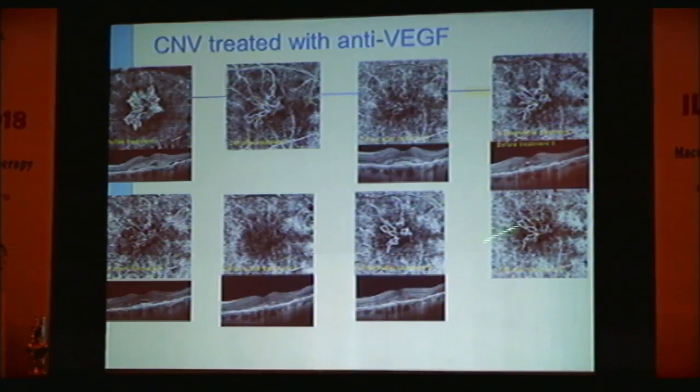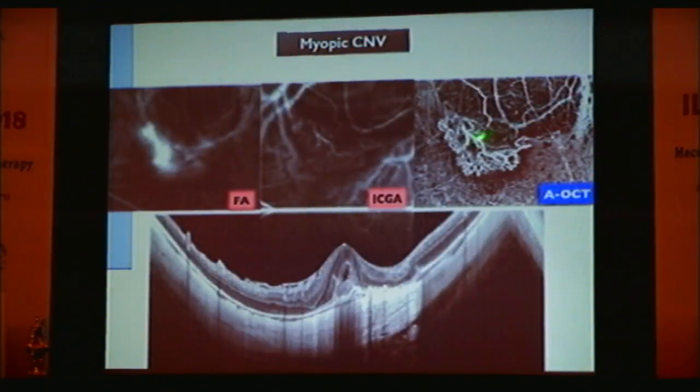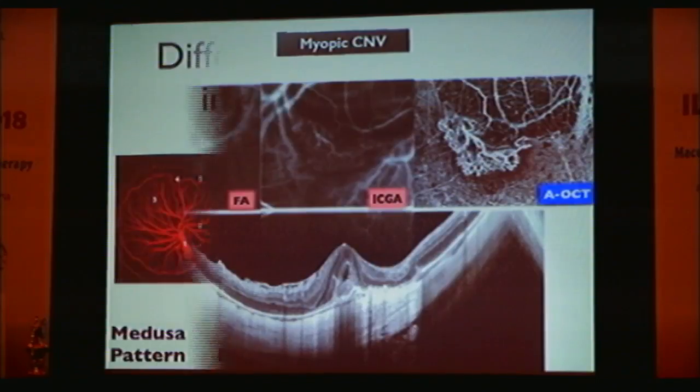So this is how we have not been doing ICG in all our follow-up patients, and we've not really known how this CNVM behaves. Now with OCT angiography, it is possible to look at these patients apart from doing line scans. We can do OCT angiography on all these patients and see how these CNVMs are behaving. This is a myopic CNVM: FFA, ICGA, and this is how it is in OCT angiography, a line scan.